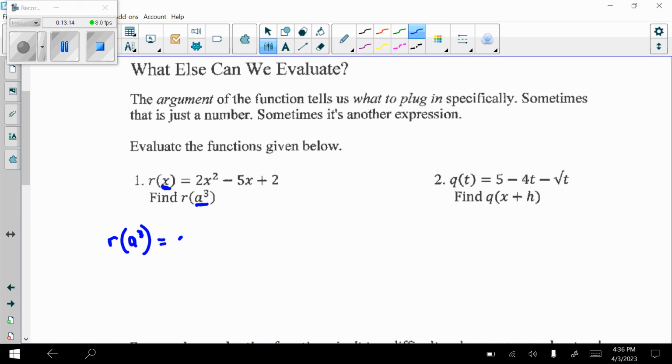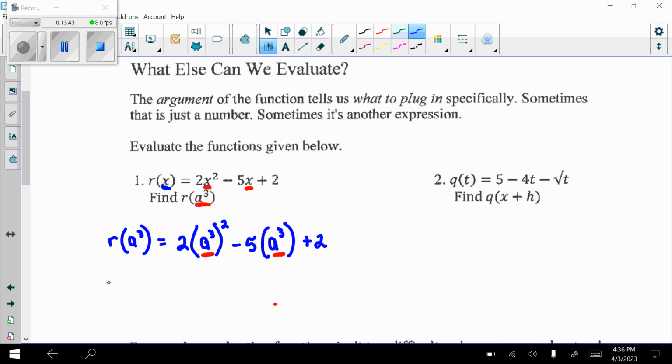is going to be equal to 2 times a to the third squared, because x is equal to a to the third, minus 5 times a to the third plus 2. So every place that I see an x, I'm plugging in a to the third. So I have an a to the third there, and I have an a to the third there.